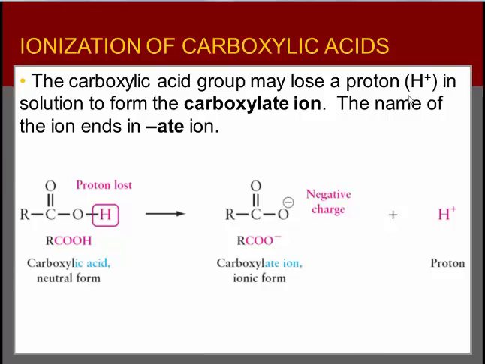H+ ion. And so if we look at a generic carboxylic acid here, RC double bond O, OH, this proton here is reasonably acidic, and it can be lost to form a proton and what's called a carboxylate ion, the ionic form. And this is a negative charge because we lost a positive proton. Negative plus positive equals 0 over here. And so we can ionize carboxylic acids to produce their carboxylate ion and a proton.